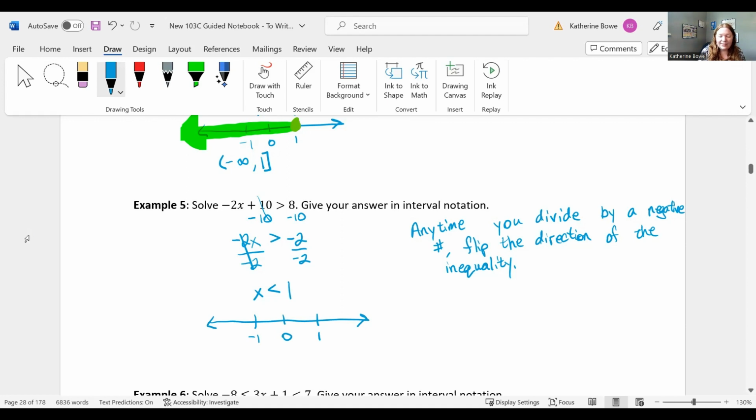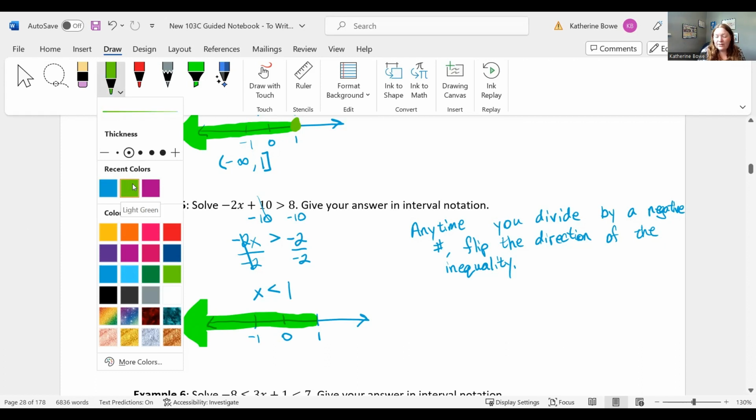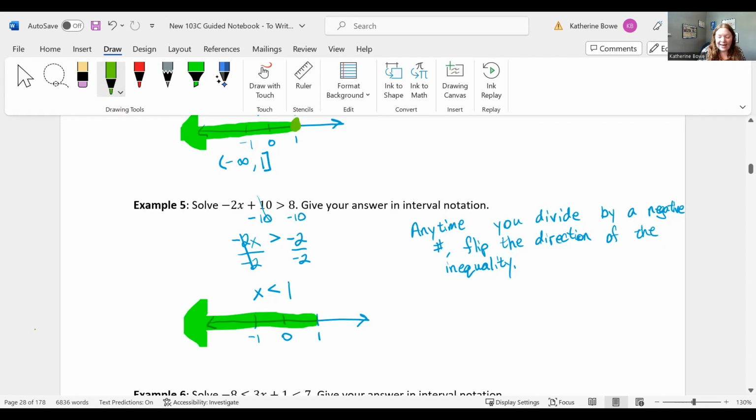Here I've got my number line. I want all my values less than 1. So it's going to be smaller than it. It's going to go on forever. I need to consider if I'm including or not my 1. And since I have a less than here and not less than or equal to, this is going to be an open circle.